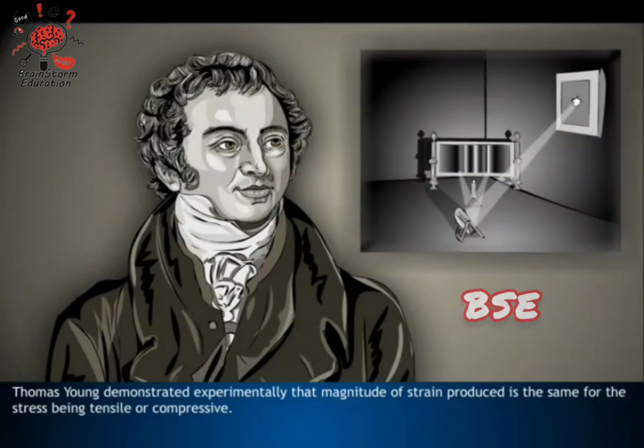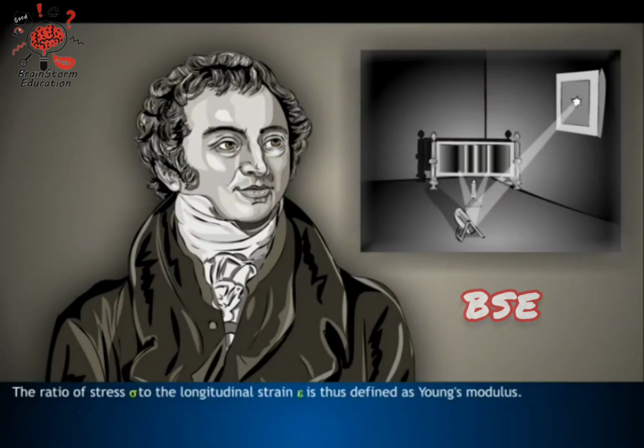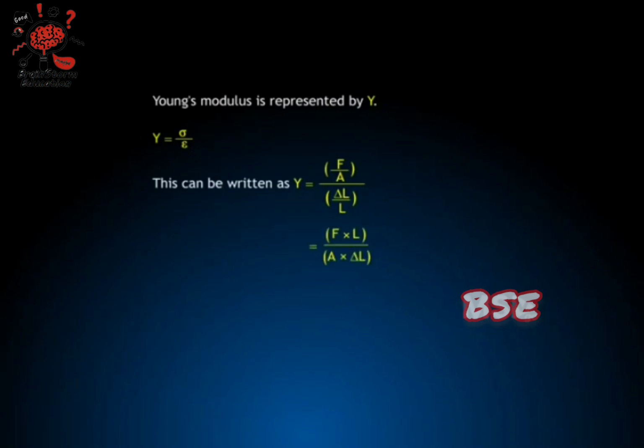Thomas Young demonstrated experimentally that magnitude of strain produced is the same for the stress being tensile or compressive. The ratio of stress sigma to the longitudinal strain epsilon is thus defined as Young's modulus. Young's modulus is represented by Y. Y equals sigma by epsilon. This can be written as Y equals F by A by delta L by L, which equals F into L by A into delta L.